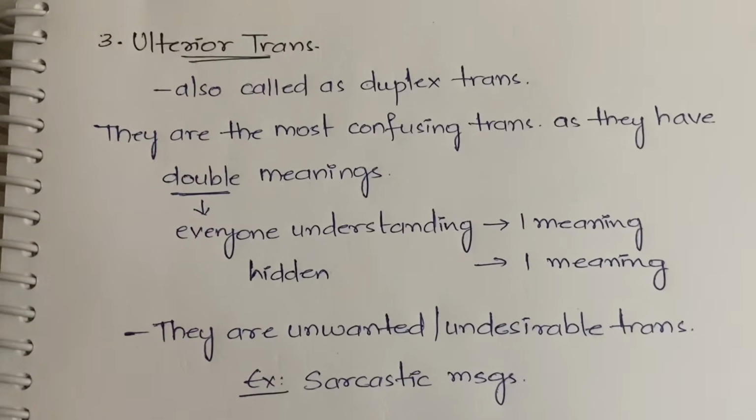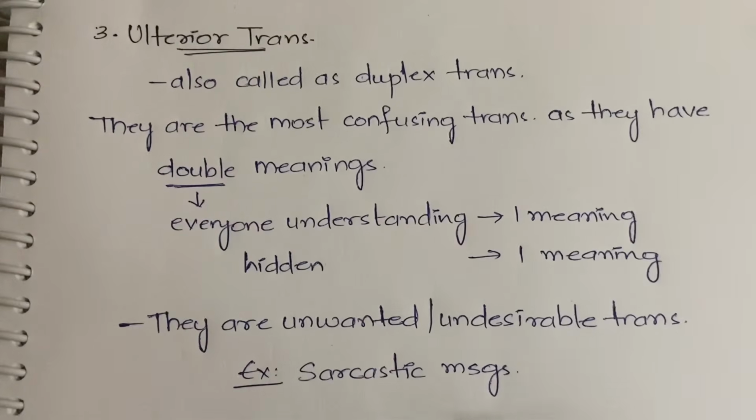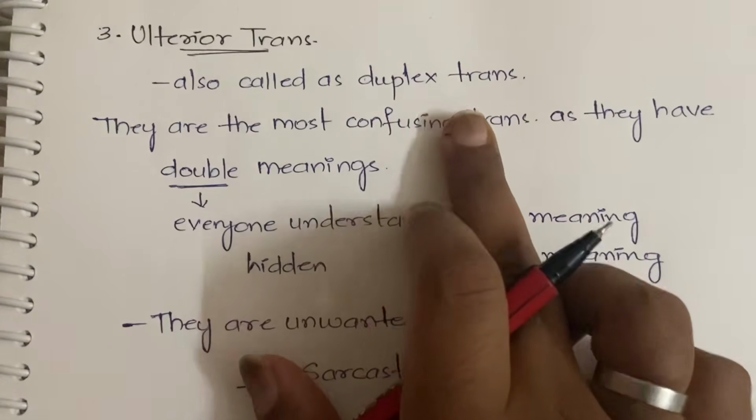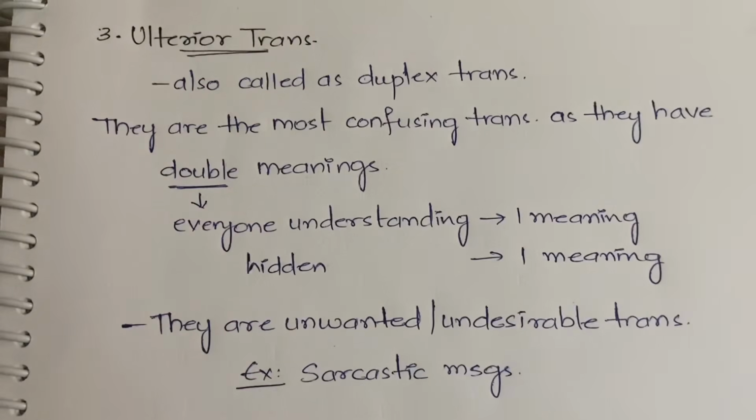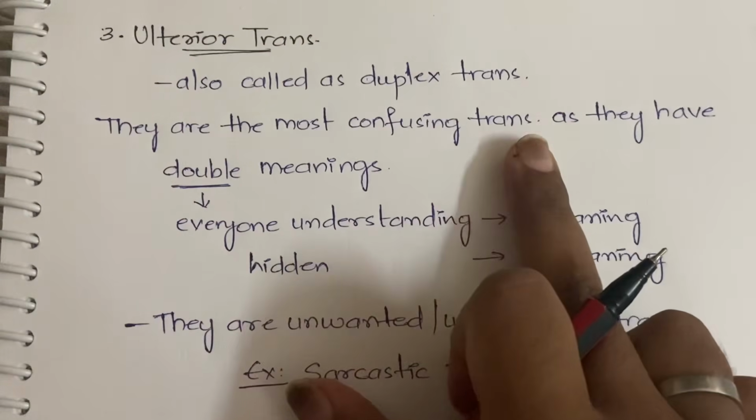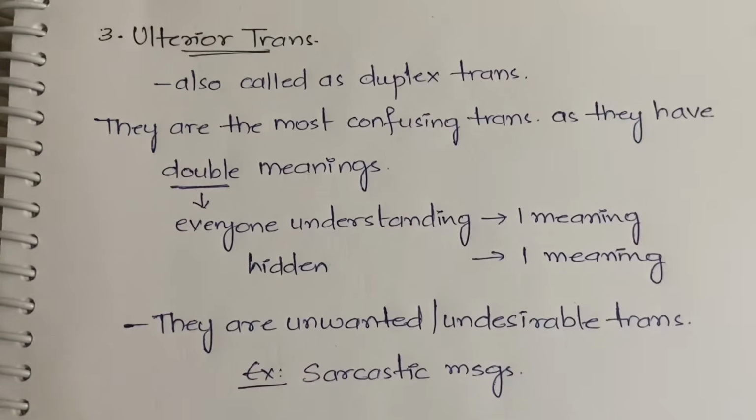Now after non-complementary transactions, we have the ulterior transactions. Okay, so ulterior transactions are also called duplex transactions. Why duplex? They have double meaning. I'll tell you, they are the most confusing transactions as they have double meaning. Double meaning means, you already know, double meaning jokes and all, no? So you will be saying a statement. Suppose you did something really very bad, and your parents come and say, very good job. So they are sarcastically telling you that you did a worse job, that you have done something bad. Okay, they are sarcastically scolding you, right?